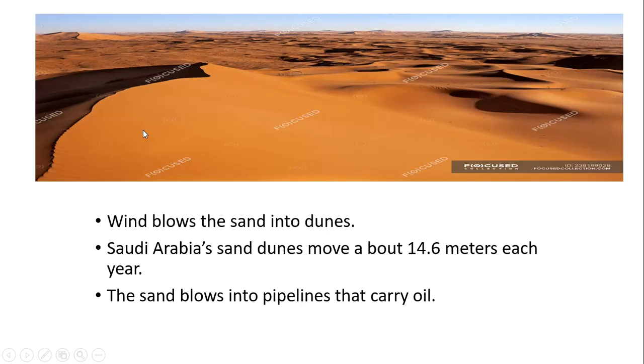We discussed also sand dunes. What do you mean by sand dunes? We said that sand dunes are made in the desert by wind, because wind blows the sand into dunes. And we said that in Saudi Arabia, the dunes move about 14.6 meters each year. Okay?